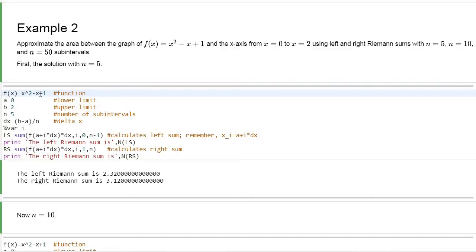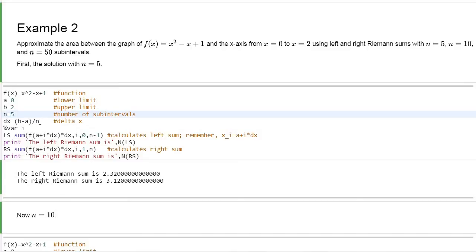So first off, f is the function I'm trying to find the area under. A is the lower limit, b is the upper limit on the x-axis. N is the number of subintervals. If you want to copy and paste this block of code, you can change all those numbers. The rest of it you should leave the same.